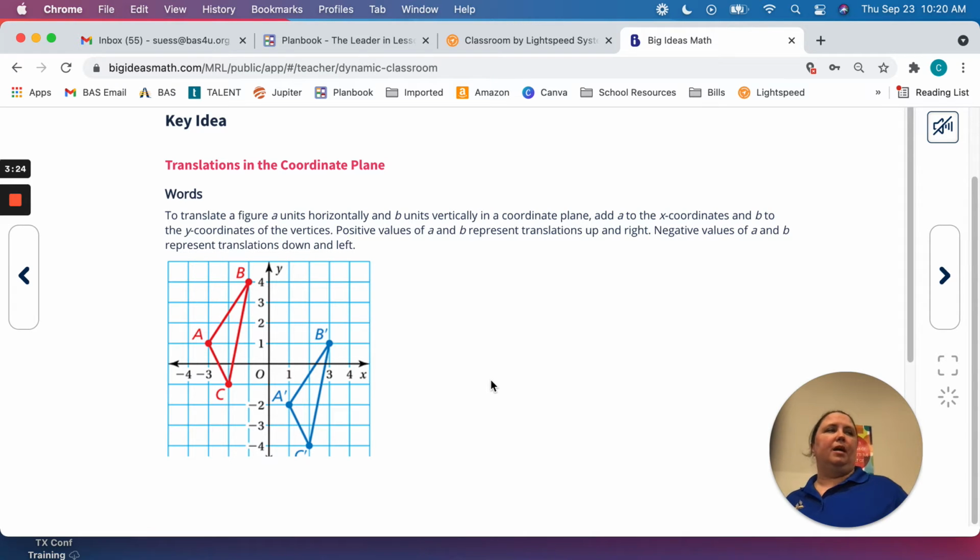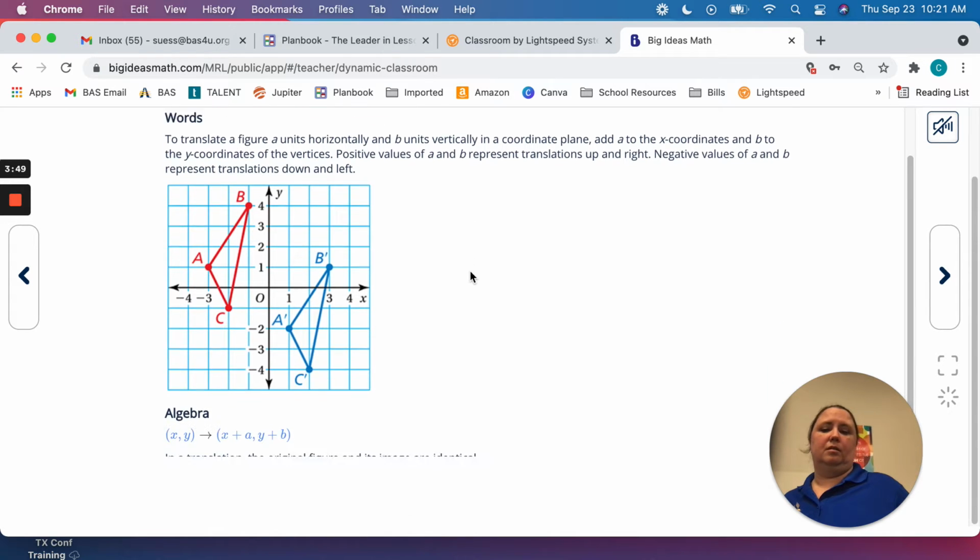Translations in a coordinate plane. You guys know a coordinate plane. Whenever you hear that, it means graph, right? To translate a figure, A units horizontally and B units vertically in a coordinate plane, you add A to the X coordinate and B to the Y coordinate. Y'all need to learn how to whisper over there. Positive values of A and B represent translations up and right. Negative values represent down and left.